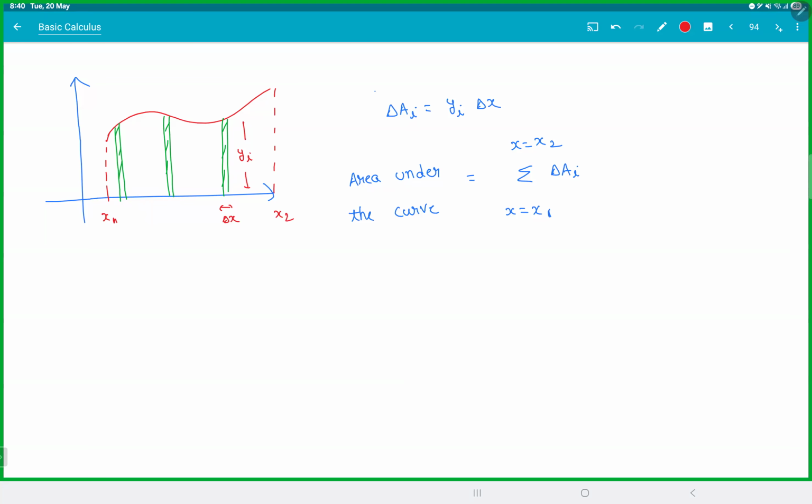Do you guys remember summation? Sigma. So if you add all these strips, I will get area under the curve, but there is a problem. This has an error. This is not the exact answer. So this sigma symbol is called summation. I hope you know this thing. You just add everything. So now how to reduce this error?